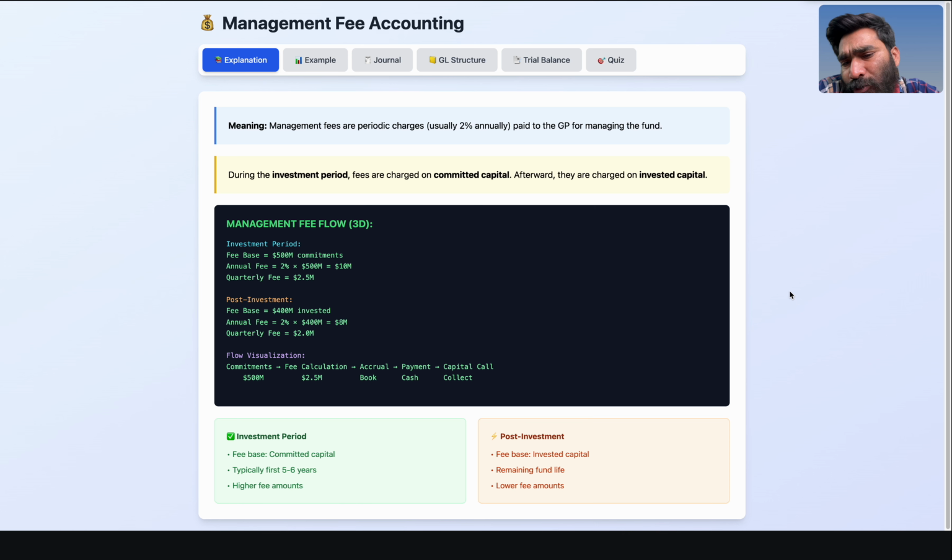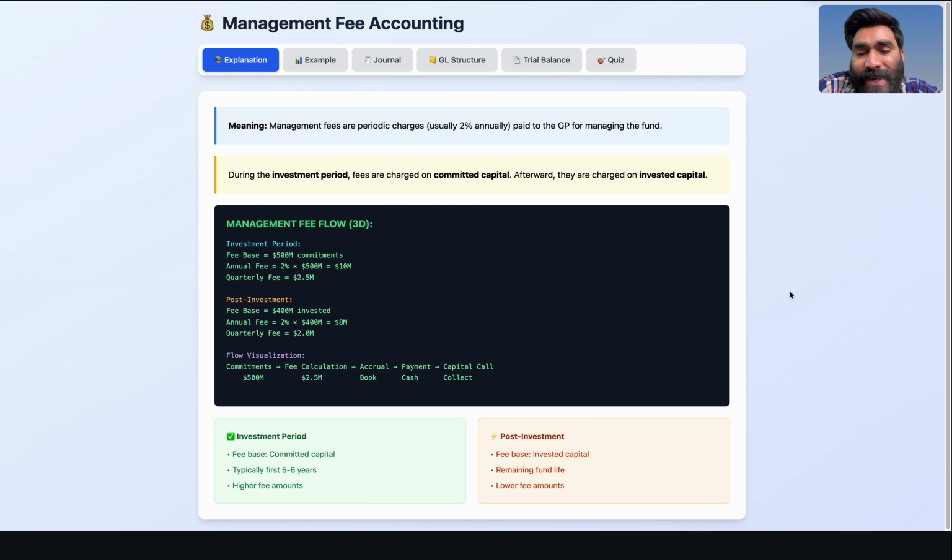So post investment, the fee base is equal to 400 million invested. See, there is a way: initially it would be charged on commitment, and after that the method will change and it would be charged on invested capital, right? So post investment, the fee base is, let's say, the NAV of the fund, which is 400 million, the invested amount.